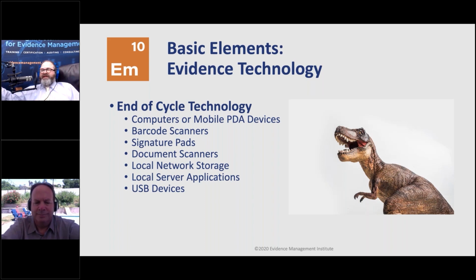Now you can still see them in police departments throughout the country. Heck, you can still see CRT, cathode ray tube monitors in certain police agencies. So you're still going to see this stuff around, but the technology is becoming obsolete. Barcode scanners, signature pads, document scanners, those are becoming obsolete technologies.